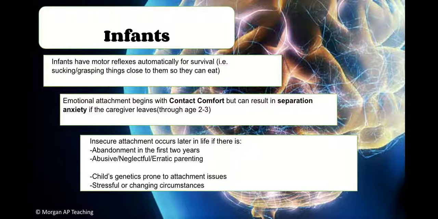Their genetics are prone to attachment issues. There's been some studies on that. So that's stressful, changing circumstances. All these things can lead to insecure attachments. So they become clingy. They are fearful of being left alone. So these things can occur in infants.